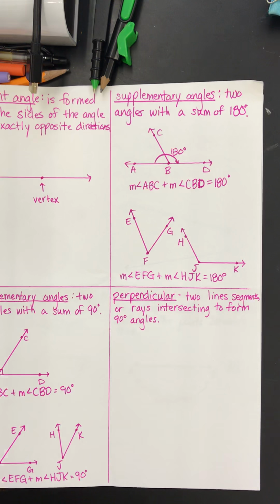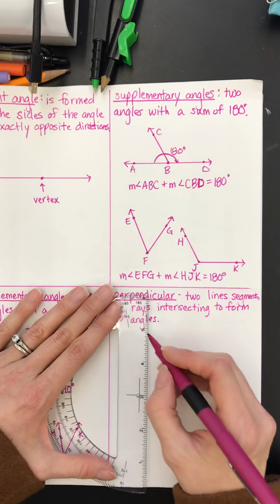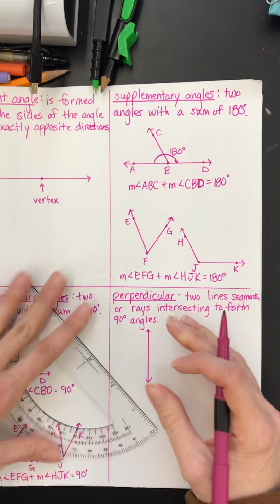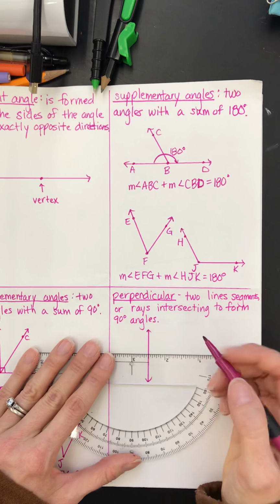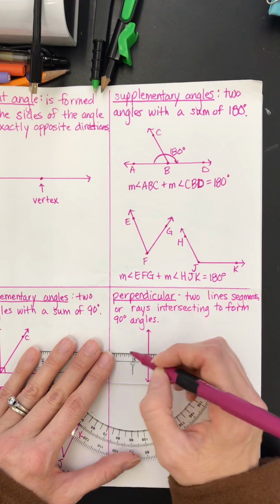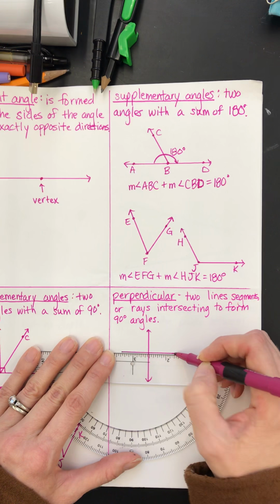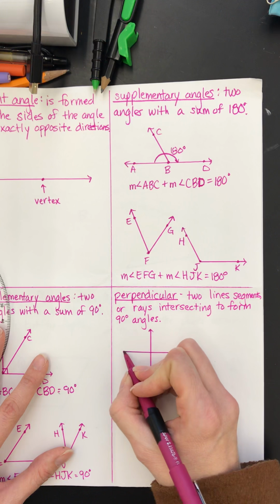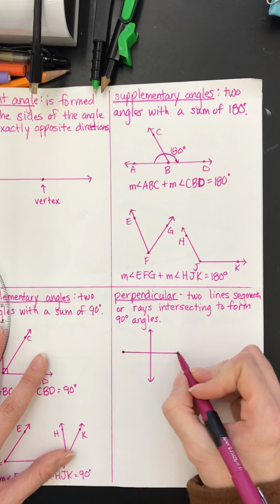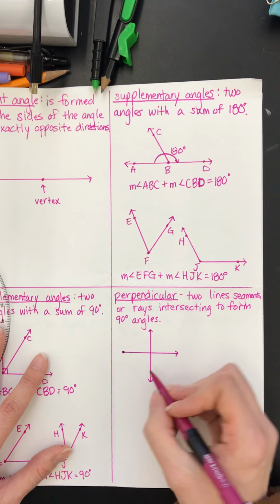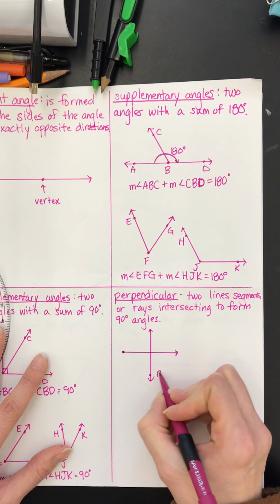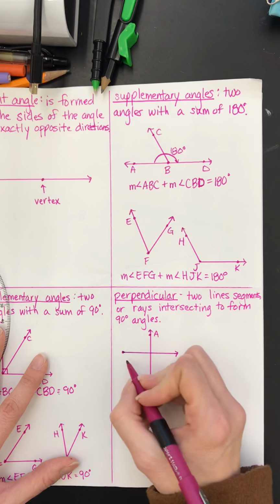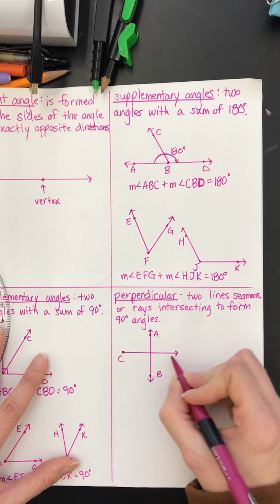Okay, so an example of this, we can see two lines intersecting like this. Well, let's assume this is a line. Let's say this is a ray. Let's give it a name. So this will be AB, and this is CD.